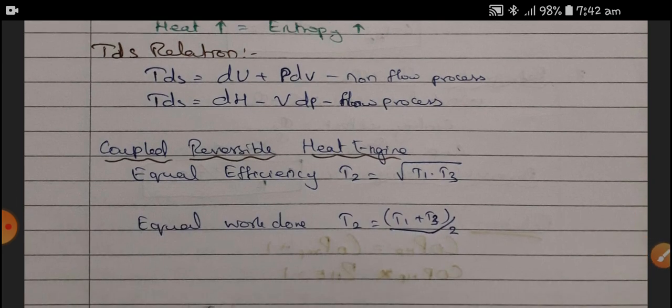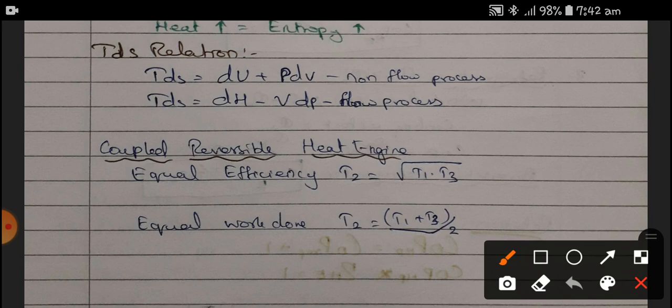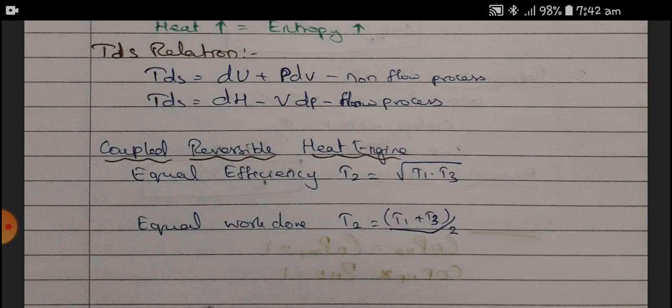And next, if we couple two reversible engines, there are two conditions: one is equal efficiency, or equal work done. If they have equal efficiency, then the intermediate temperature T2 is equal to the square root of T1 into T3. If it is equal work done, the intermediate temperature is equal to T1 plus T3 whole divided by 2. So with this, the summary of the entropy is completed.